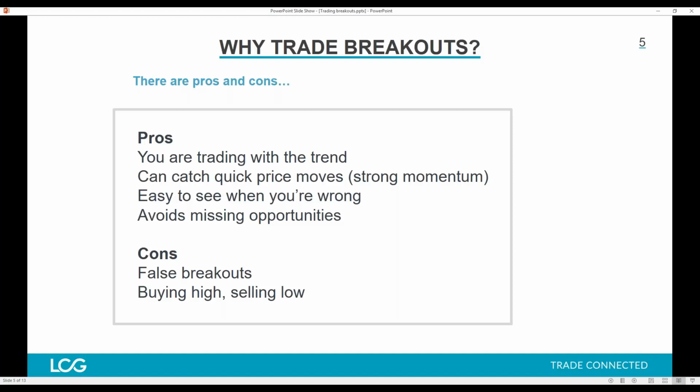It's easy to see when you're wrong because it's all about that previous high if you're trading a break higher, that previous low if you're trading a break lower. If the price then moves back past that breakout level, then pretty much you're within a margin of error. You know, the breakout idea is wrong.